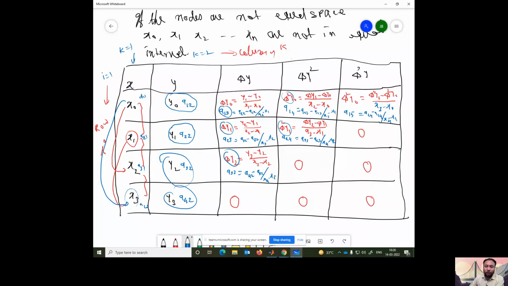Now, what is our aim? Our aim is that I have to develop an algorithm for this element. Let us try to develop the first algorithm of this.